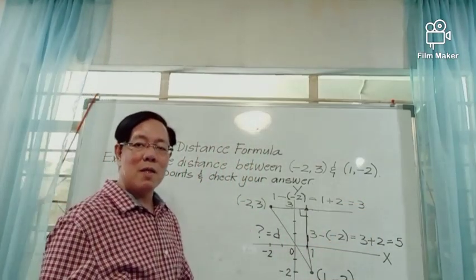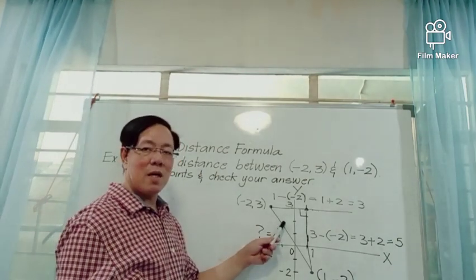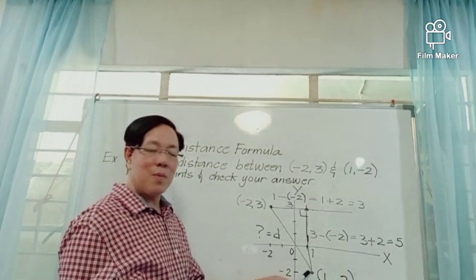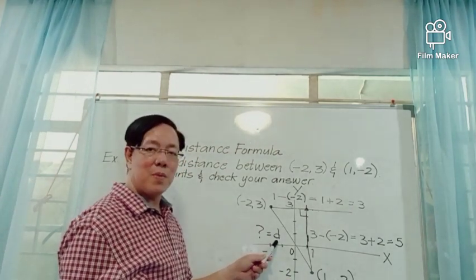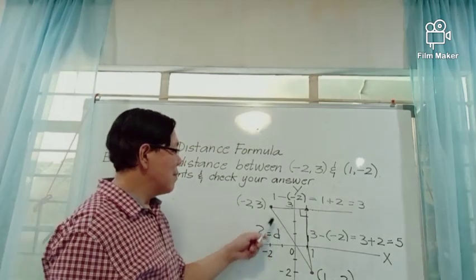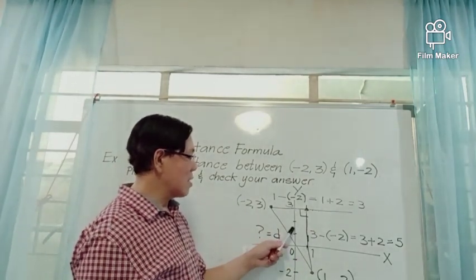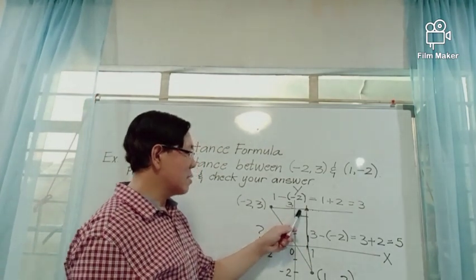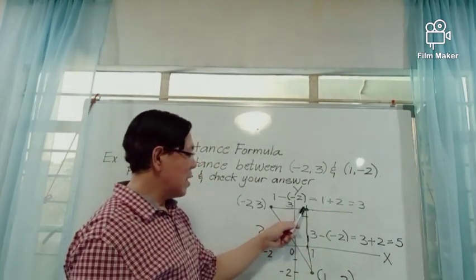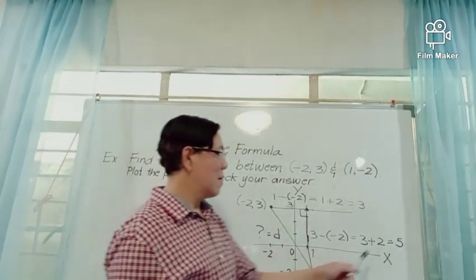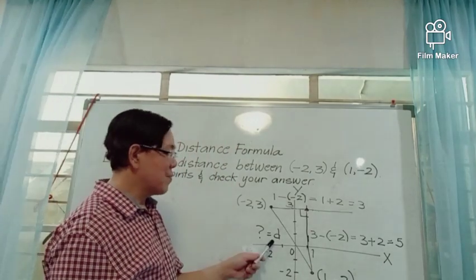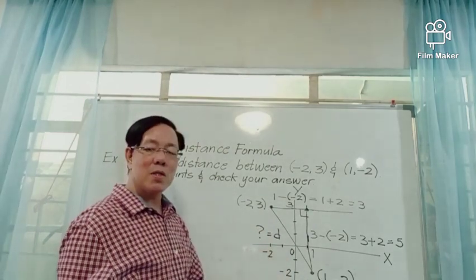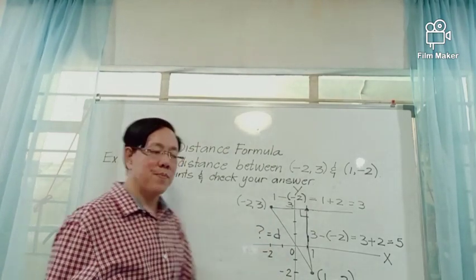Now we have all the lengths of the 3 sides of this right triangle. Although the length of the hypotenuse D is still unknown because it is what we want. But the 2 legs of this right triangle, their lengths are now known. The length of this side is 3, and the length of this side is 5. And to find the value of D, or the distance between these 2 points, we use the Pythagorean theorem.